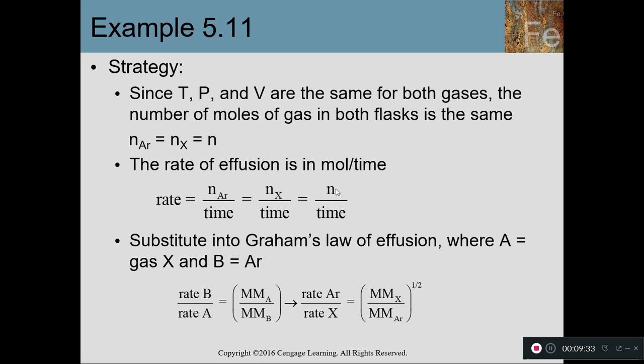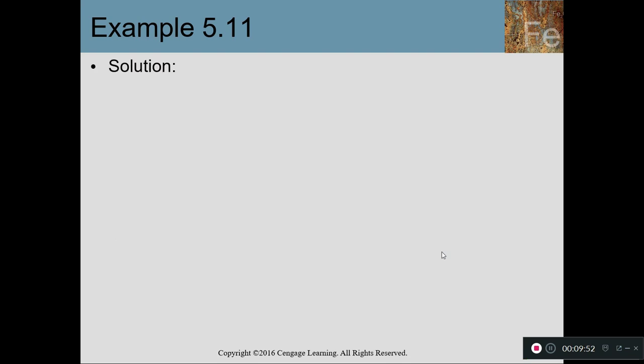N is going to be the same for both of them. You're going to divide it by whatever amount of time it took for that effusion to take place. So we're going to plug them into Graham's law, rate B over rate A, molar mass A over molar mass B. There should be a 1/2 there. I have no idea why that's not there. And then I put in argon and X into the equation, and then I'm ready to plug some numbers in.